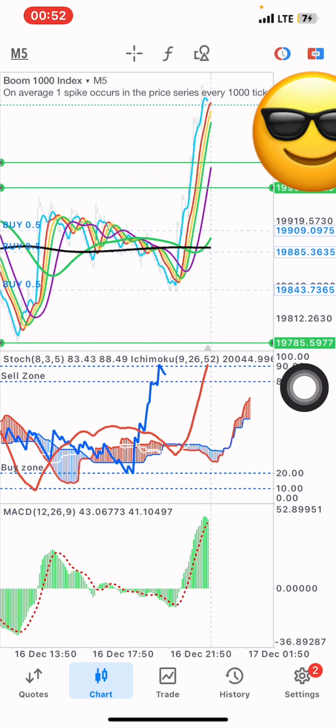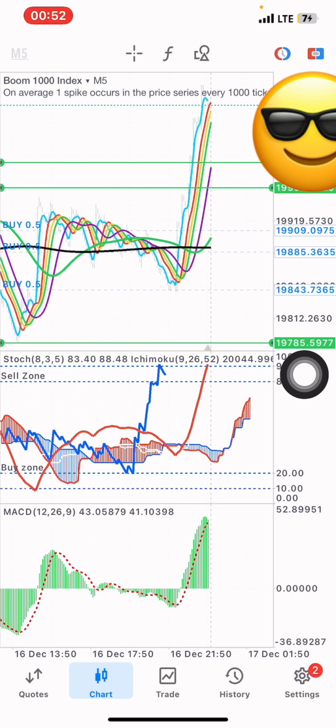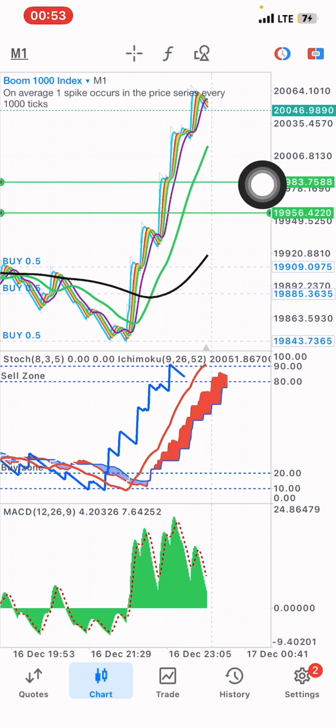You can see this was how the awesome oscillator was moving on the M5 time frame, and we moved down to the 1 minute time frame. This is the confirmed entry trigger that was expected by the Boom and Crash Magic Bomb Spike strategy.